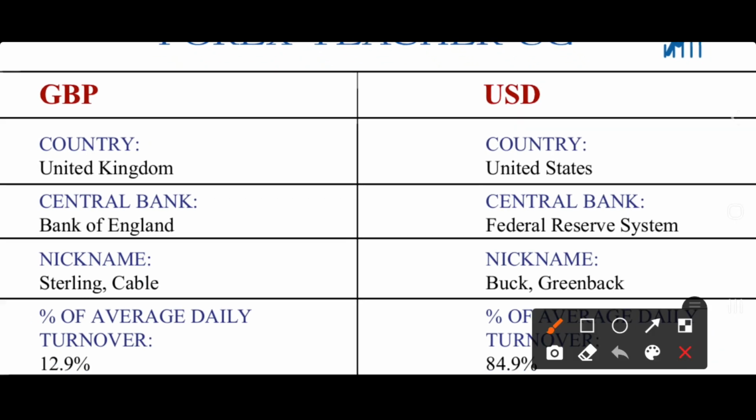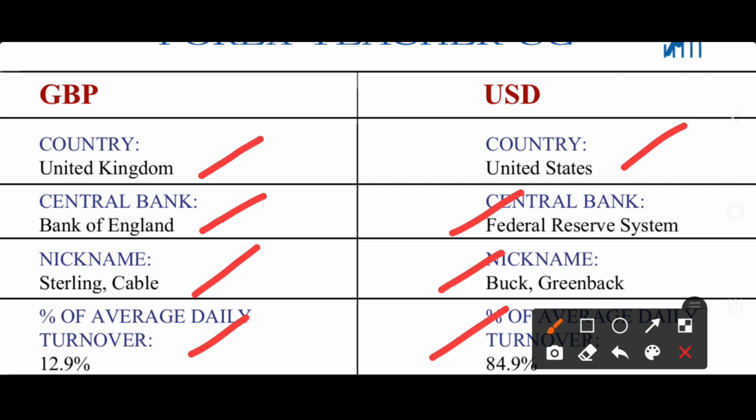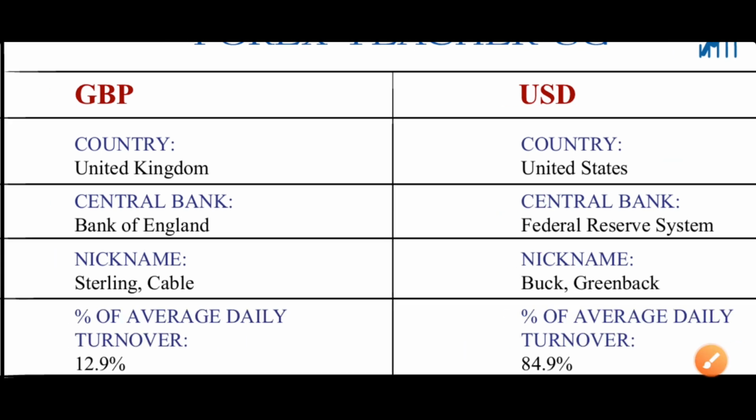Let's look at it in more detail. For GBP, from the United Kingdom, the central bank is the Bank of England. The nickname is sterling or cable. The average daily turnover is 12.9%. And here we see, of course, the United States, Federal Reserve System, buck or greenback, at 84.9% average daily turnover.